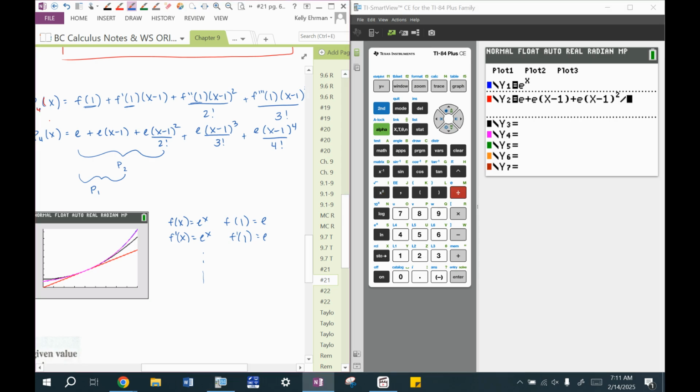I'm not going to put in the factorial. This is where I would do the math on that. 2 factorial is 2. 3 factorial is 6. 4 factorial is 24. So I'm just going to put in 2. And then plus e times x minus 1 to the third divided by 3 factorial, which was 6, plus e times x minus 1 to the fourth over 4 factorial, which was 24.